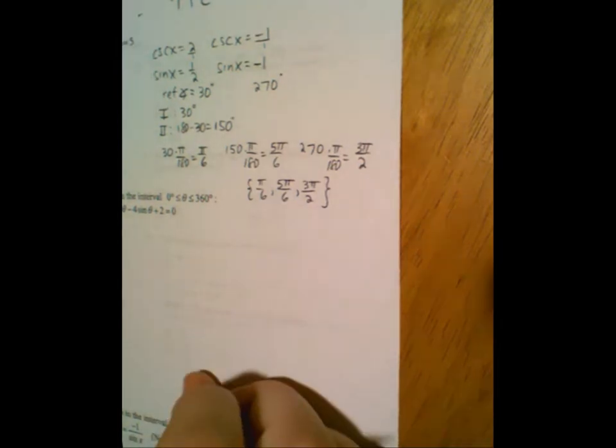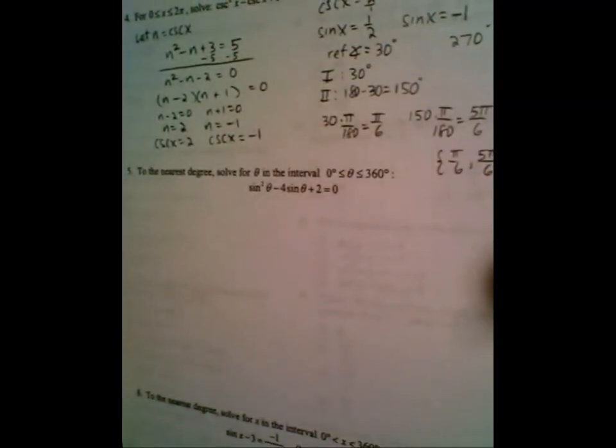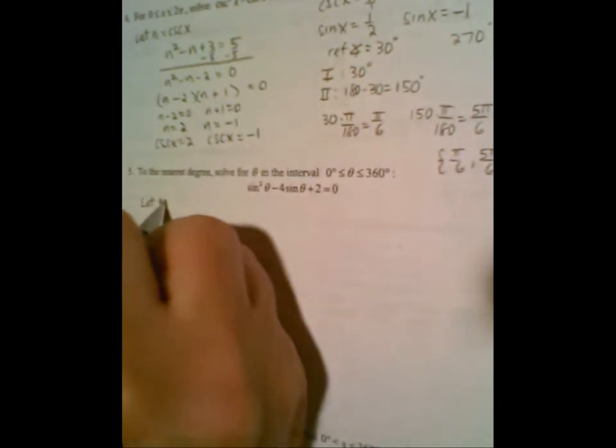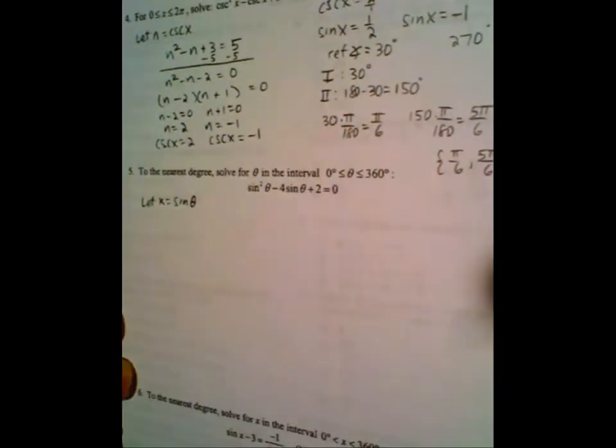And we will do one more. This last one is not going to factor at all. I'm going to have to use a quadratic formula. Okay? X equals negative b plus or minus the square root of b squared minus 4ac all over 2a. Thought I should get some singing done on my video. Anyway, here we go. Let x equal sine of theta.